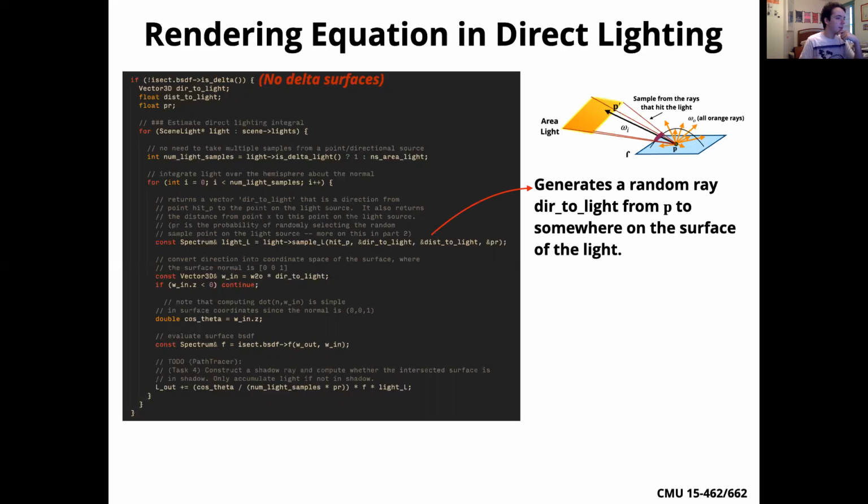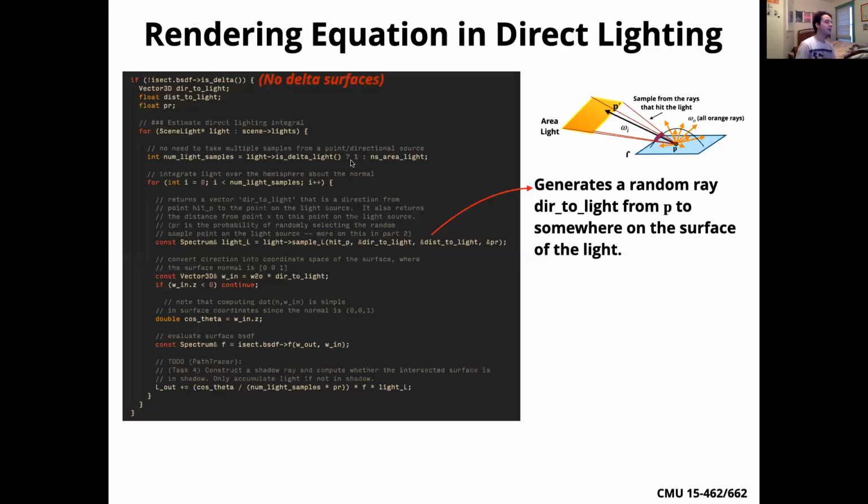So first thing to notice, it's iterating through all of the lights, and then there's a certain number of samples that we need for each light. This all has to do with the command line options. By the way, there's also this notion of a delta light, which is something like a point light, where there's really only one direction to go in, in which case it's only going to do one sample. But I wouldn't worry too much about that. It's just another idea of using a direct delta function to define a light.